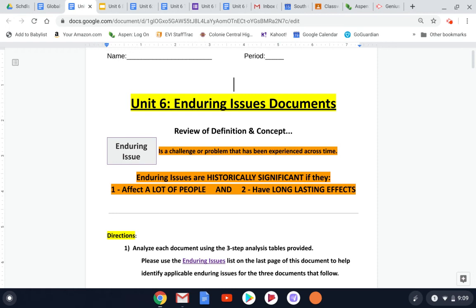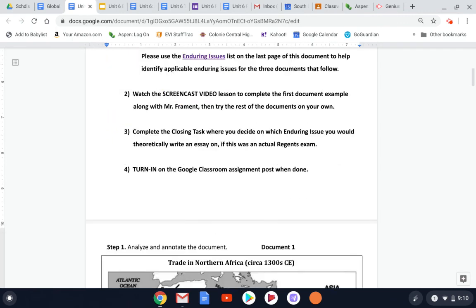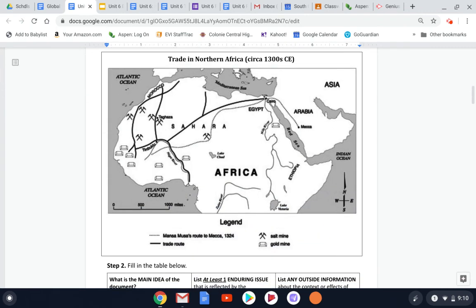Okay, so each unit we've done some enduring issues document practice. Sometimes it's just the terms and the concepts, which were given over the last couple of units, where I give you a big term bank and I ask you to categorize them in the right enduring issue category. This one we haven't done, I don't think, in a couple of the units. This is where I actually give you some documents to practice on.